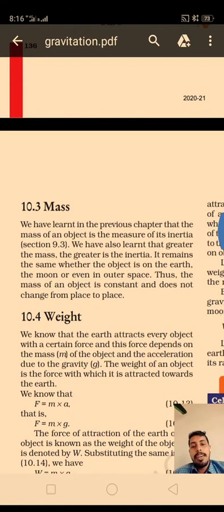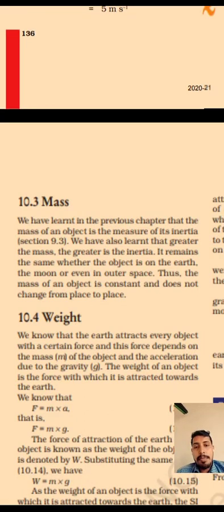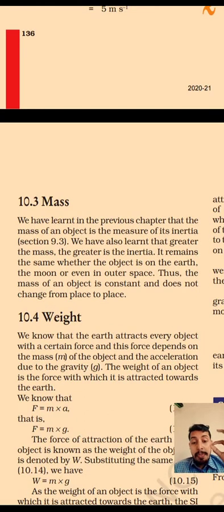Here, we already discussed that mass, the amount of matter present in a substance, is called mass. Okay, that's the definition of mass. Then here it is much simpler for you, because you studied inertia. The mass of an object is the measure of its inertia.